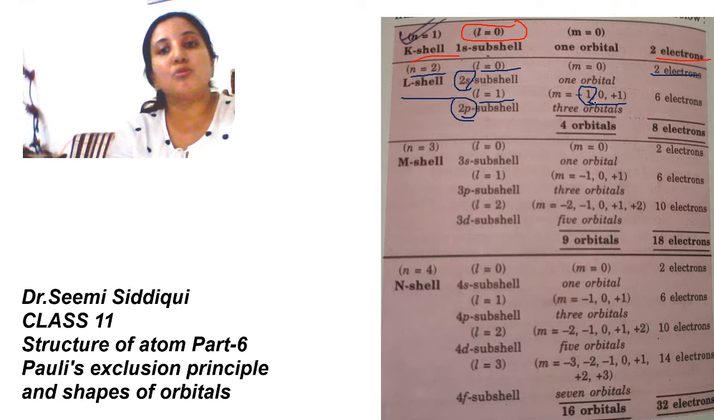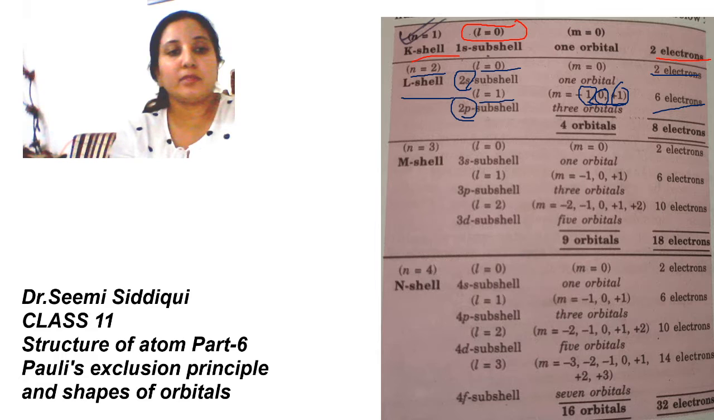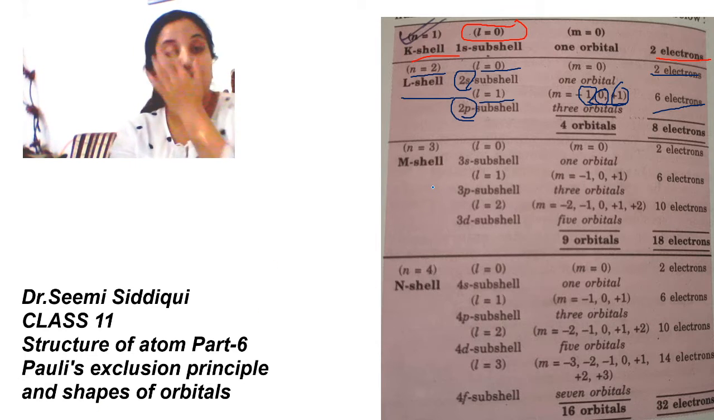Now 2 plus 2, 4 plus 2, 6. So the number of electrons is 6. And if you combine the orbitals of the L shell, it is going to have 4 orbitals, and the number of electrons is going to be 8. Again, coming to your next one, that is your M shell.